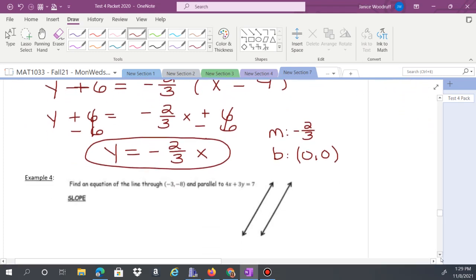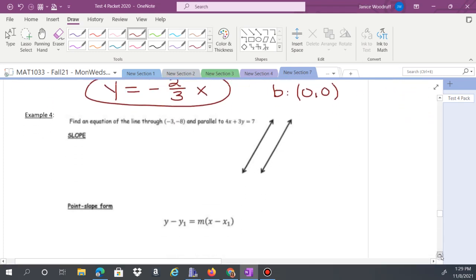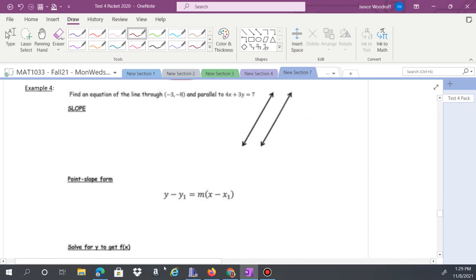All right, so we want the equation of a line through (-3, -8), parallel to 4x plus 3y equals 7. Okay, so for it to be parallel, we have to find the slope of this line here. So let's go ahead and find that slope.